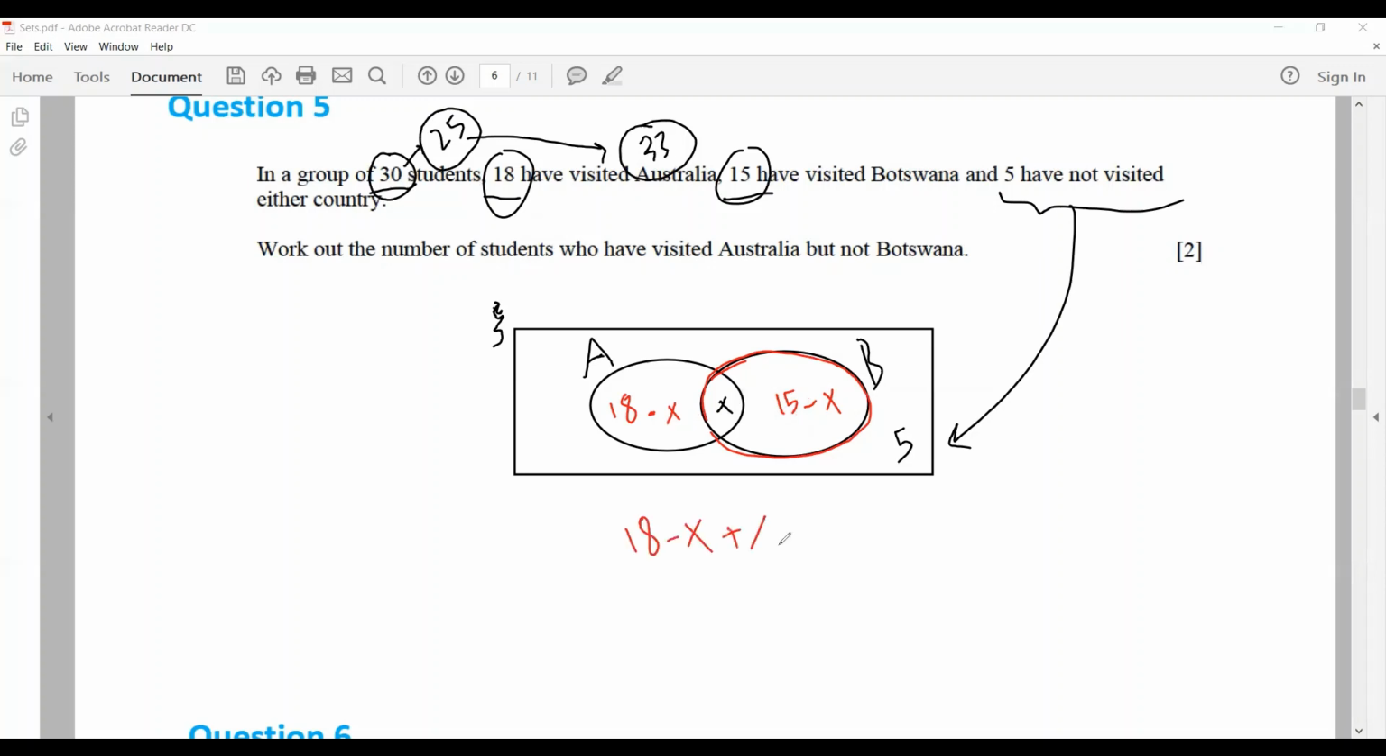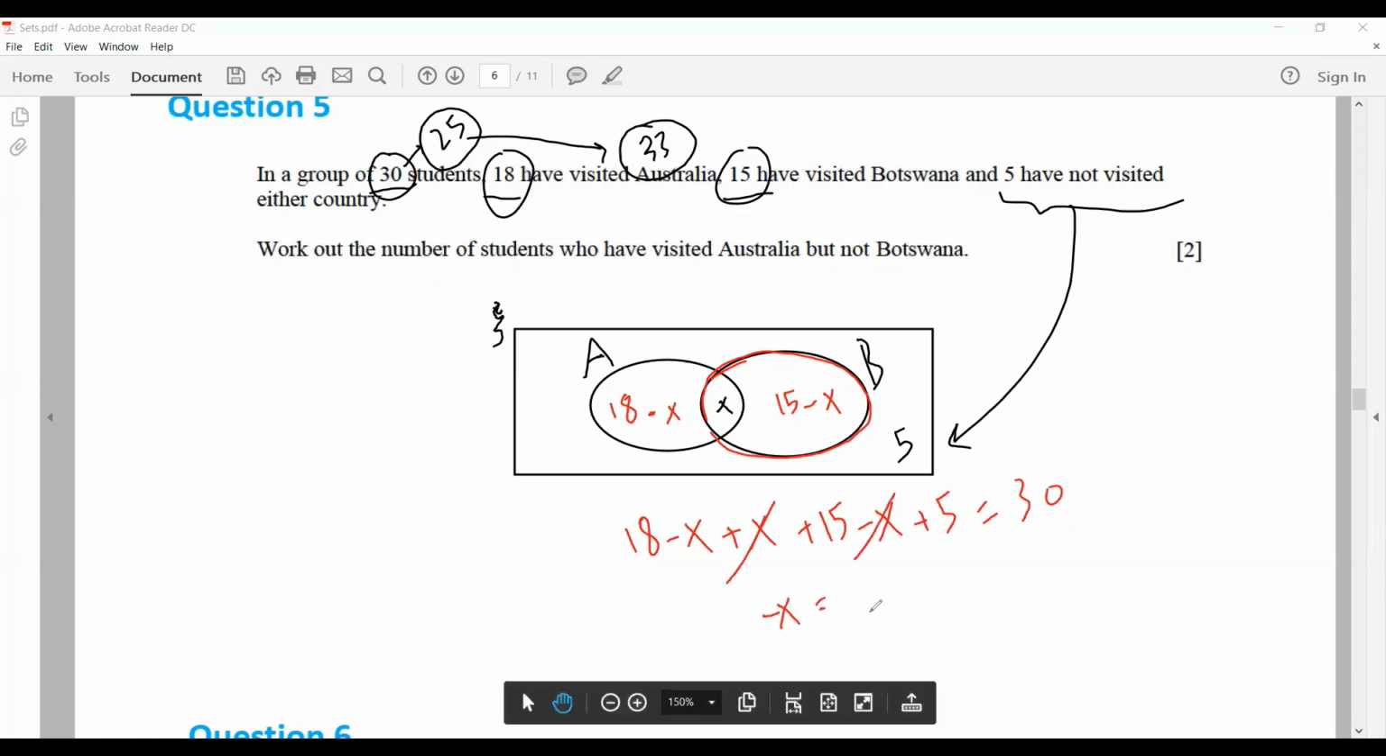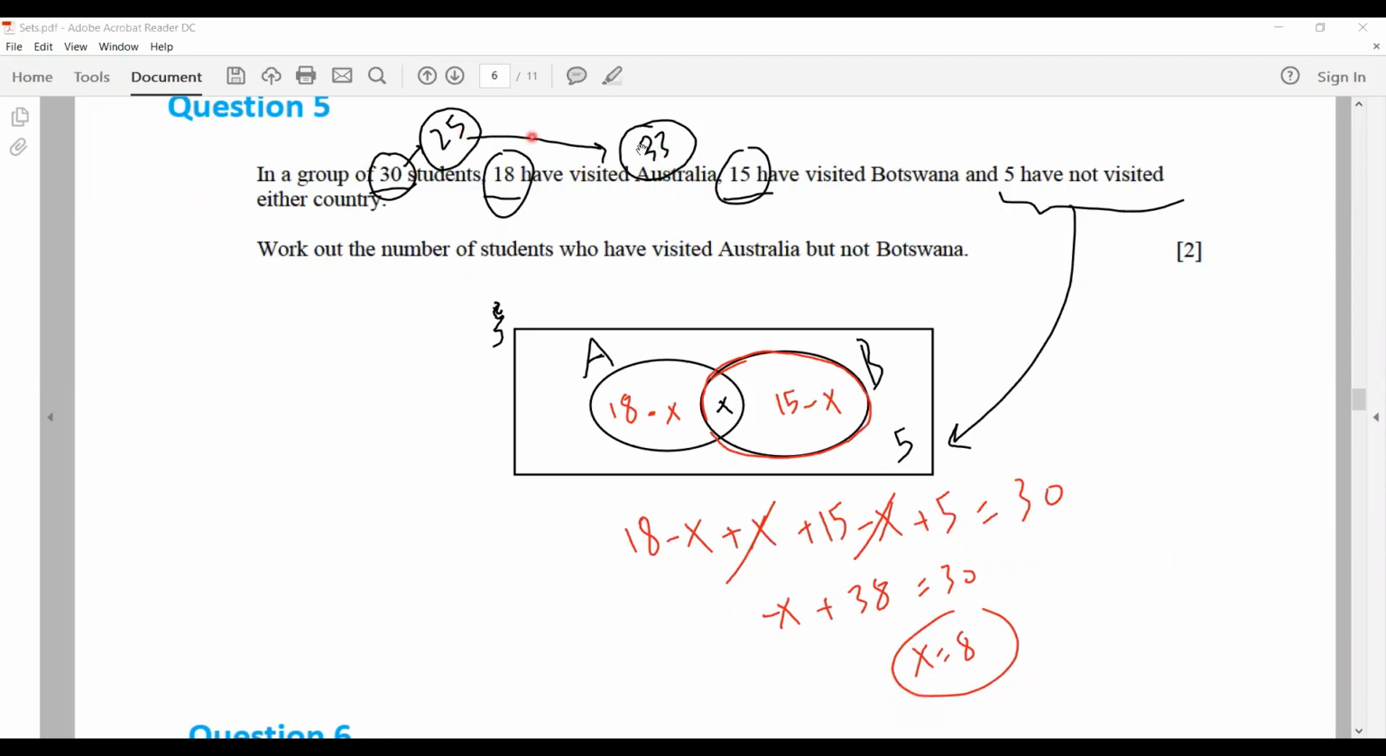18 minus X plus 15 minus X plus 5 must add up to 30. So we have negative X plus 38 equals 30, and X is found to be 8, right? Actually, at the beginning of the question, I figured that out as well, right? 33 and 25, their difference is 8.